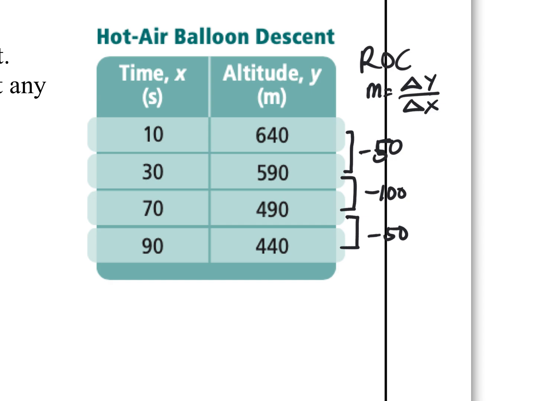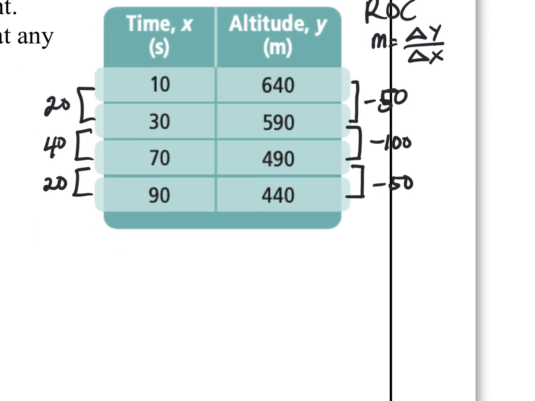Now let's go on the x side. The difference from 30 to 10 is going to give you 20. The difference from 70 to 30 is 40, and this is going to be 20 also. Now if we're going to look at the rate of change in here, we call it the rate of change, which is the change in y all over the change in x. Let's look at negative 50 all over 20.